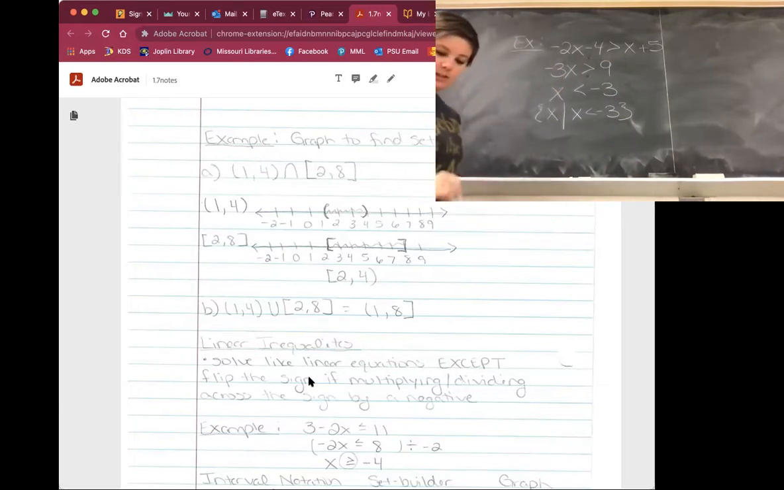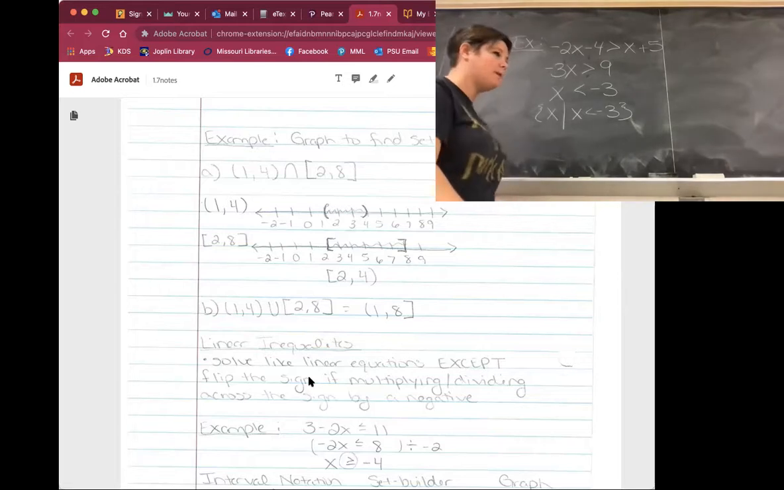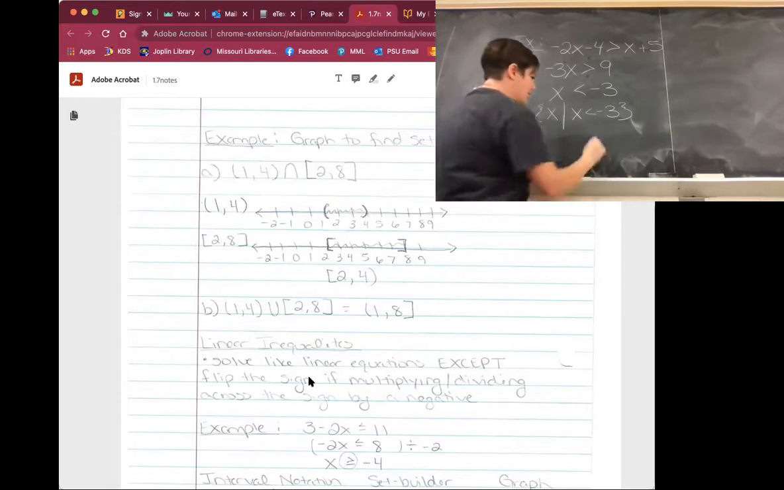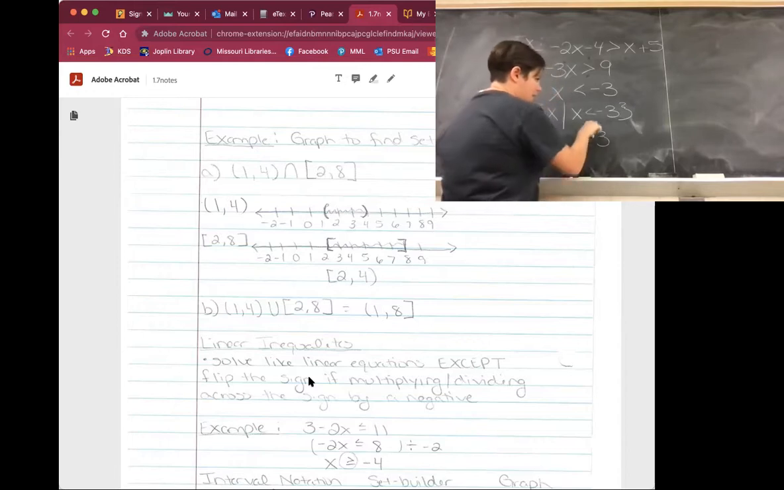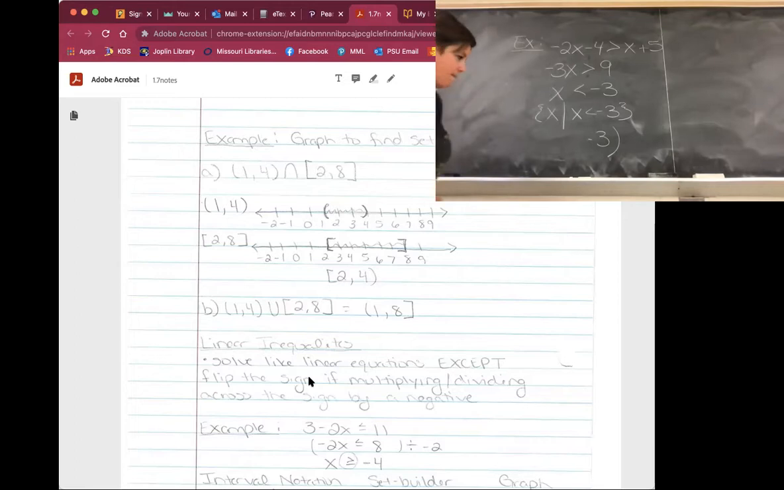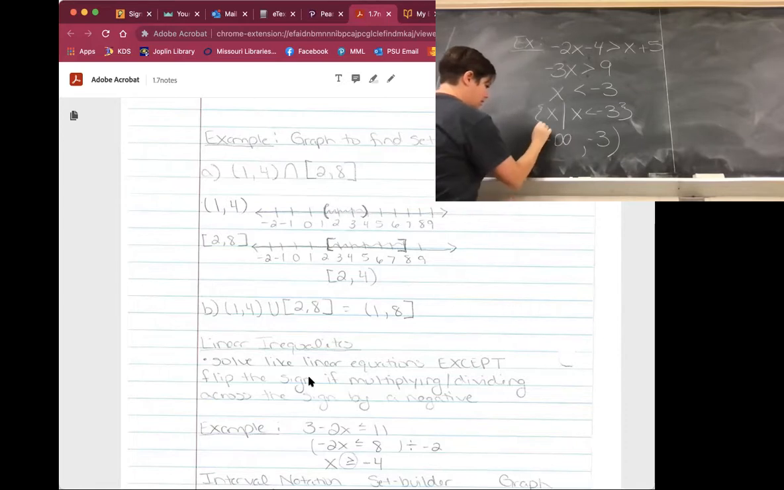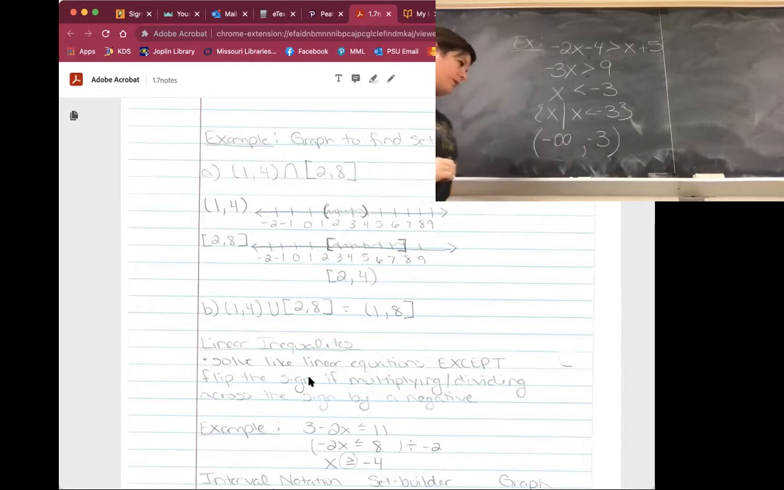So if x is less than -3, do I have a low point or a high point? Is -3 the highest my x is ever going to be, or is that my lowest? Well, if x has to be less than -3, then -3 is actually my high end. And since it's not equal to, I'm going to have a parenthesis. What is the lowest my x can be? Well, it can go all the way down to -infinity, because x just simply has to be less than -3. So that is my interval notation.